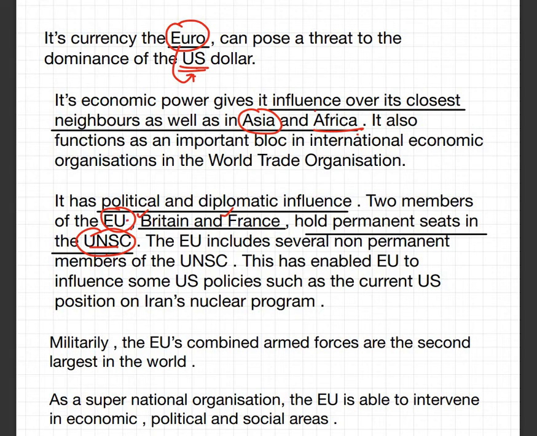Because it has both the political and diplomatic influence. Two members of the European Union are Britain and France, which also have permanent seats in UNSC. That is why when UNSC, that is UN, takes any decision, the influence of Britain and France, that is the European Union, remains quite strong. So it is even shaping and reshaping the policies of the US. How? By having great influence in UNSC.